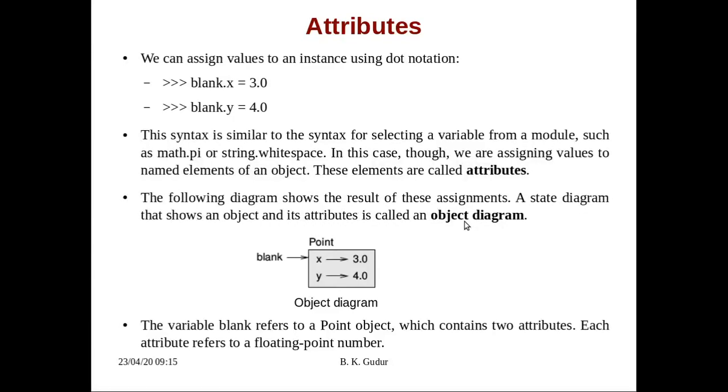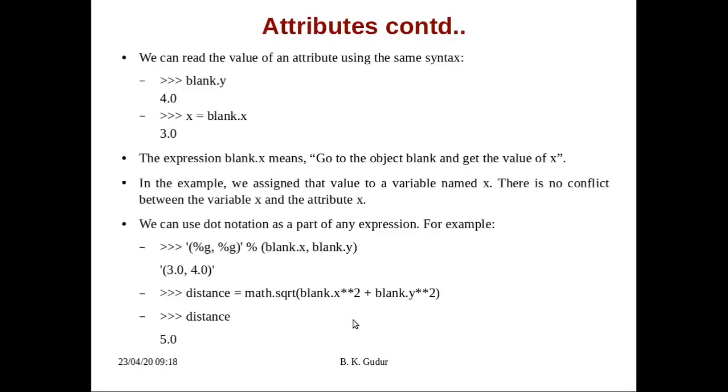What it is going to show is the object and its attributes, including the values of those attributes. Point is the object, and blank is of type class Point. So blank is an object of type class Point, and it has two attributes x and y, where x has value 3.0 and y has value 4.0. The variable blank refers to a Point object which contains two attributes. Each attribute refers to a floating point number.